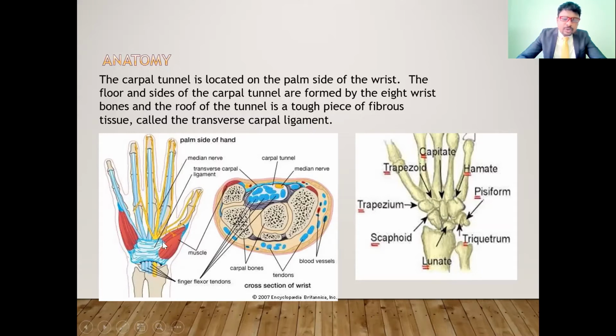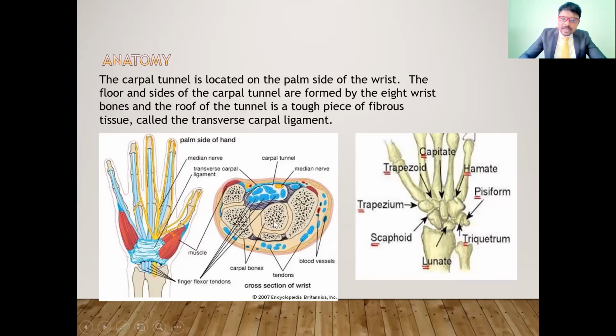The floor is formed with these eight bones, which are in two rows. These are the pisiform, the triquetrum, lunate, scaphoid, and hamate, and also the capitate, trapezoid, and trapezium. So these eight bones are there.